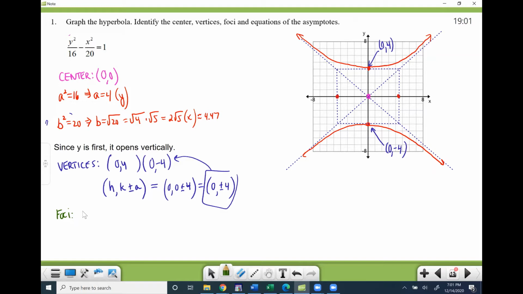Same thing. You're going to add it and subtract it to the y value because it has to match the vertices. But this time it's the letter C. Okay. So we have 0, 0 as the h, k, but we currently are missing the C. Well, I think we know what formula is going to help us find C. What do you guys think?